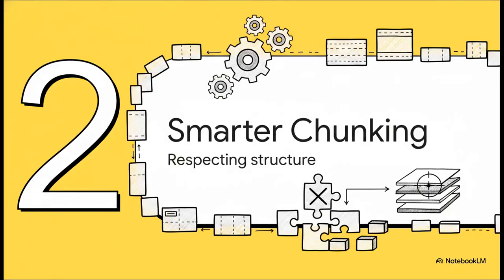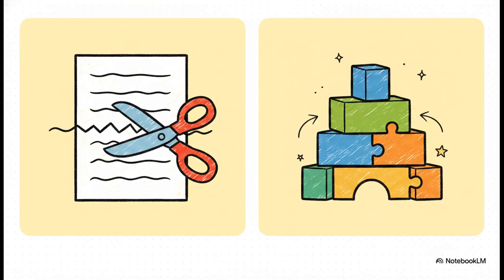Moving right along to Section 2, Smarter Chunking Strategies. It's time to respect the document and fix that 40% bug layer. We really need to contrast the naive chunking you probably started with against structure-aware chunking. Naive chunking just mechanically chops text every, say, 800 tokens. It's like using a meat cleaver on a book. It completely ignores whether it's slicing a sentence in half or separating a header from its paragraph.